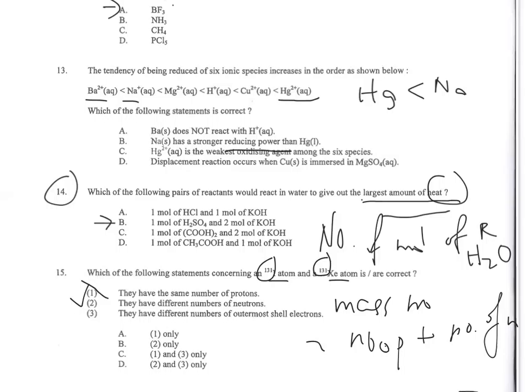So lastly, they have different numbers of outermost shell electrons. That is true because they have different numbers of protons, and in an atom we have the same number of protons and electrons. So the answer should be D.